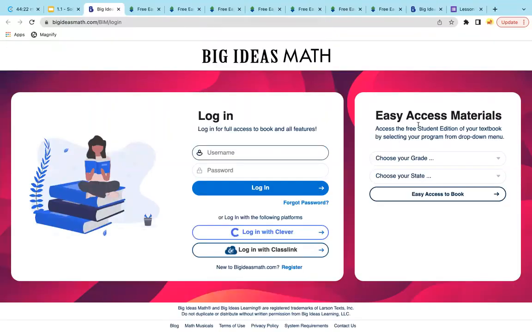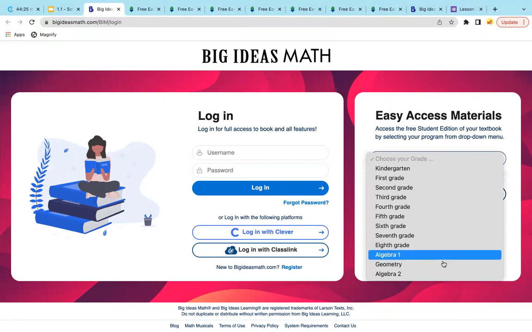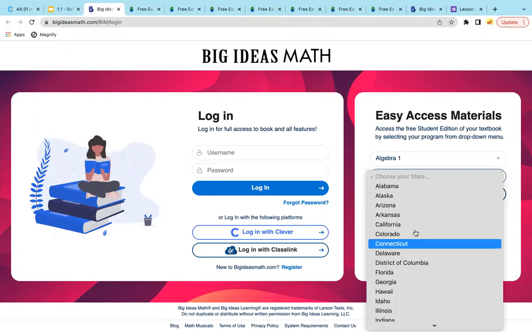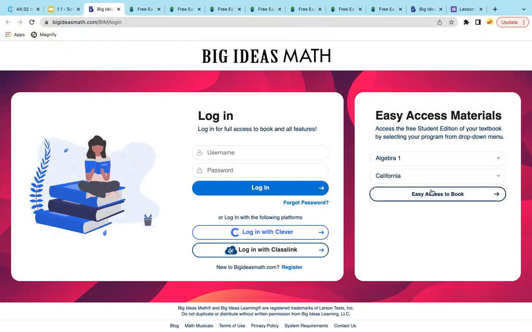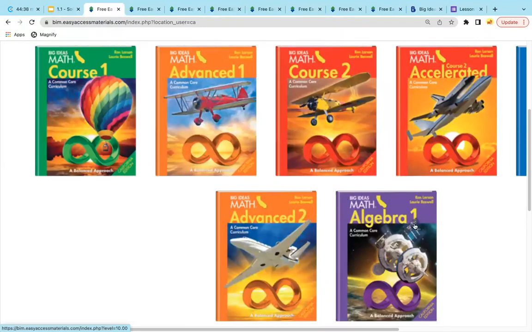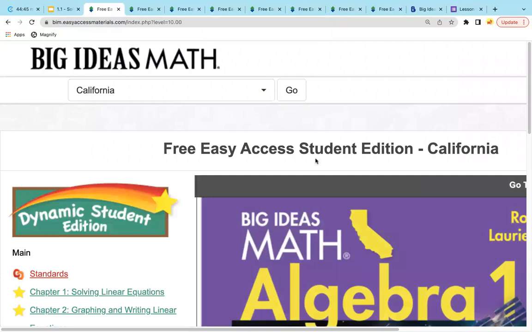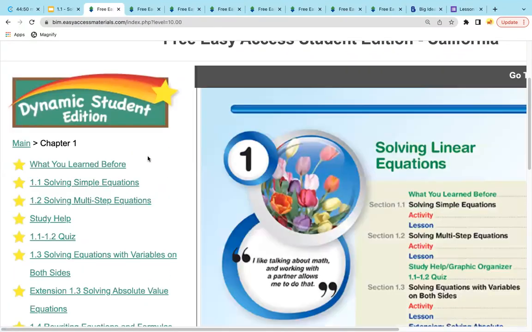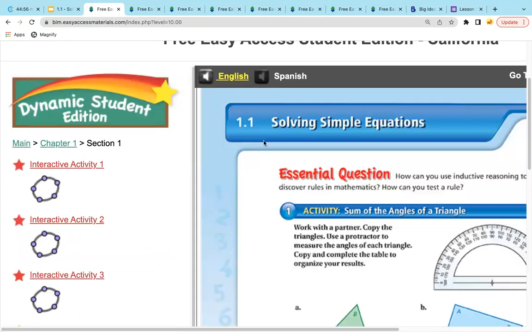Go ahead and navigate to their website, then go to the Easy Access Materials drop menu. And for this lesson, I'll choose Algebra 1 for my grade, and then for the state, California. We'll be directed to this menu of textbooks, and go ahead and choose your textbook. I'll be using this purple Algebra 1. Go ahead and click on your textbook and choose your chapter. I'll select chapter 1 and then choose your lesson. For today's lesson, 1.1.